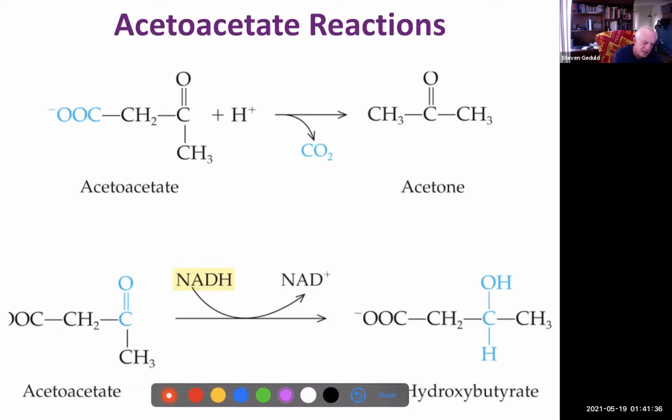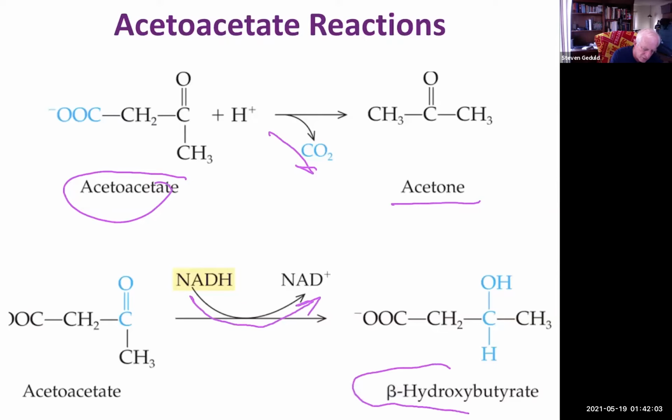Acetoacetate can give off carbon dioxide and form acetone, spontaneously. So when acetoacetate is formed because of starvation or diabetes mellitus, you can get acetone breath. That's one of the things you look for in a diabetic patient. Acetoacetate can also react with NADH to oxidize it back to NAD plus and form beta-hydroxybutyrate.